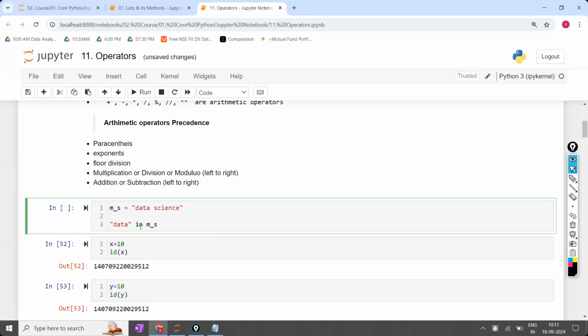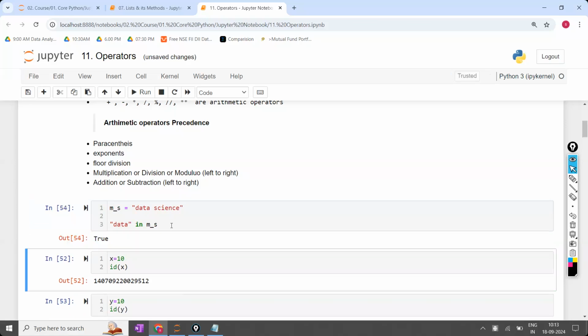Say the word is data. Yes or no, whether it is available or not. If it is available, output is true. If it is not available, output is false. Is the point clear?